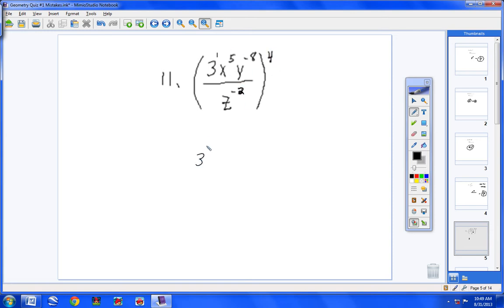So 4 times 1 would be 4. 4 times 5 would be 20. 4 times negative 8 would be negative 32. And 4 times negative 2 would be negative 8. There. That's not too hard.